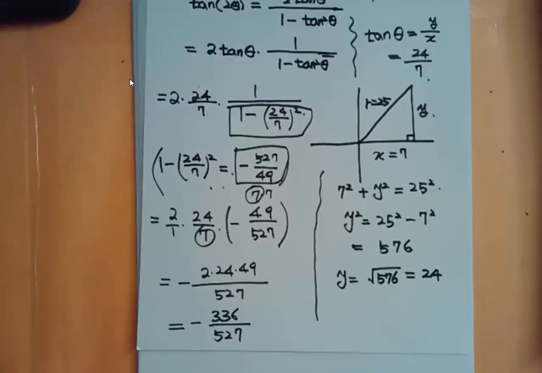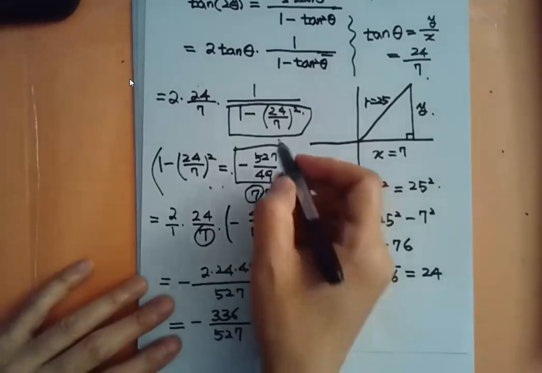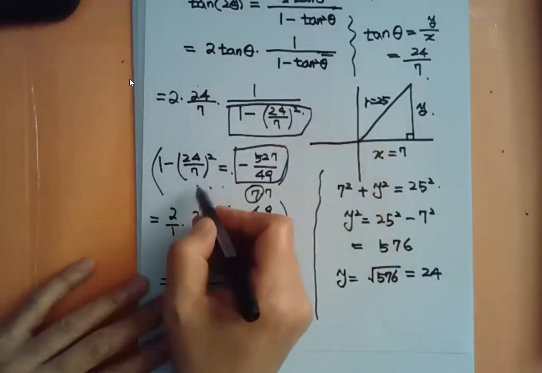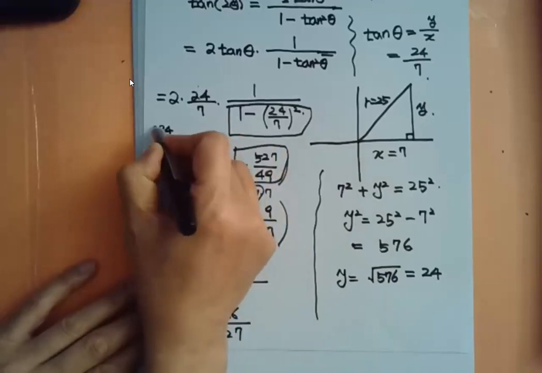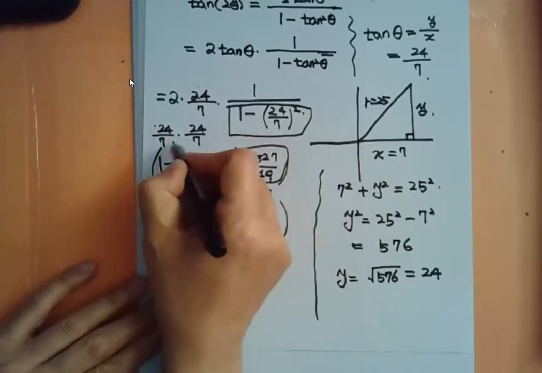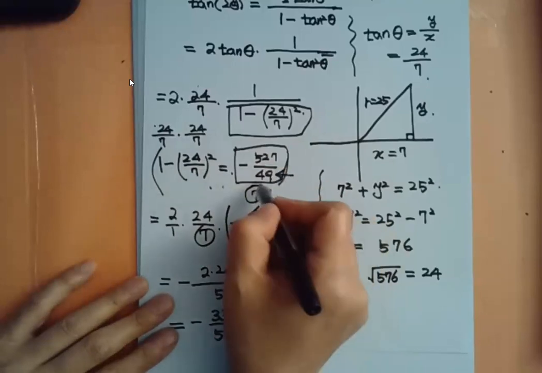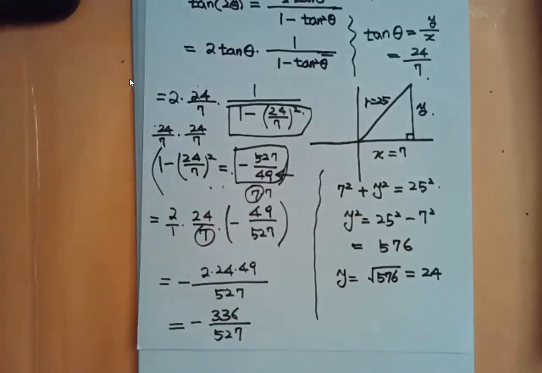So I don't understand why 49, not 7. Because we calculated this, and when we do this, 24 over 7 times 24 over 7. So 7 and 7 must be multiplied. So that becomes 49. And I got lost after we calculated the denominator.